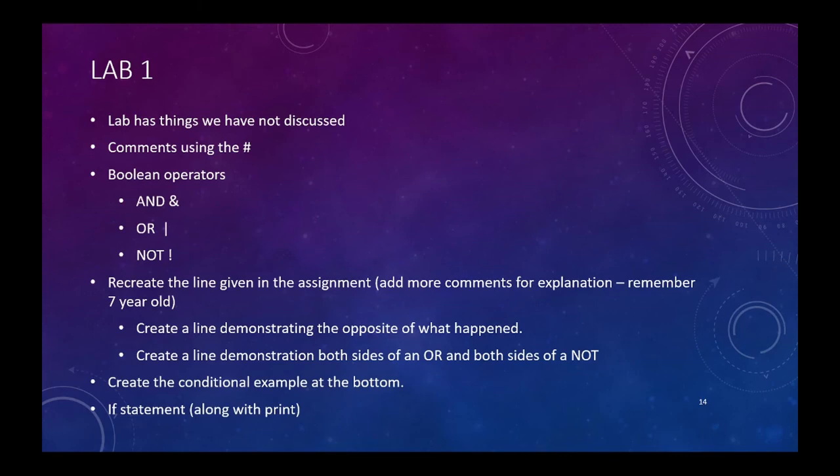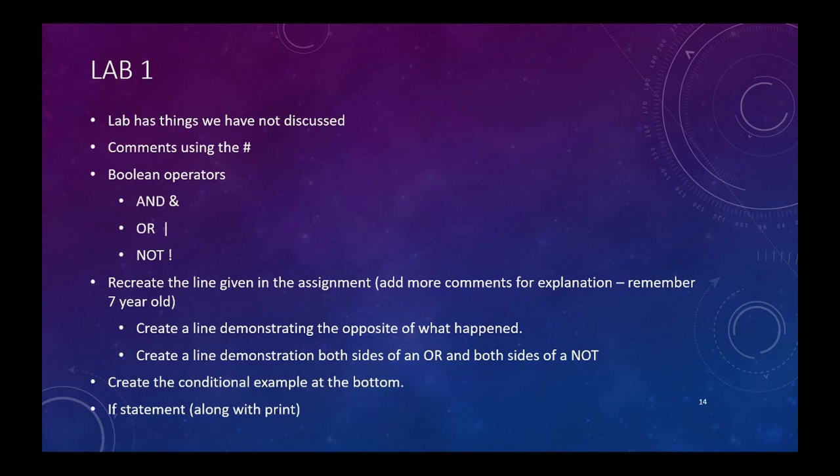What you're going to do is recreate the line given in the assignment. We want to add more comments because basically we're trying to explain Boolean operations to, say, a 3rd or 4th grader. Once you do that, you need to create similar lines demonstrating the opposite of what happened. I believe the first example is an and that gives a true. So then you want to combine 2 ands and somehow get a false, if that makes sense.